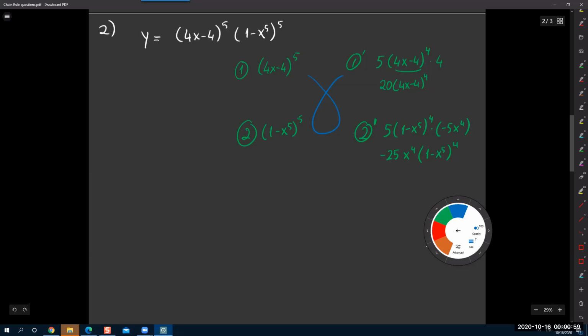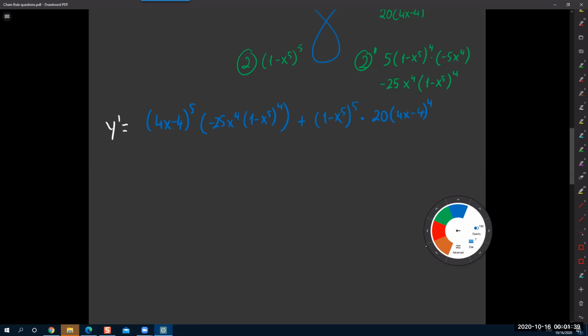So what's y prime going to be? y prime will be the first one, which is 4x minus 4 to the fifth power, times the second one, which is negative 25 x to the fourth, 1 minus x to the fifth to the fourth power, plus the second one, 1 minus x to the fifth power, times 20 times 4x minus 4 to the fourth power. Okay, that's multiplication. Wow, nice, huh?